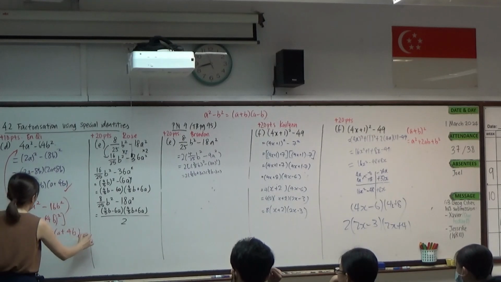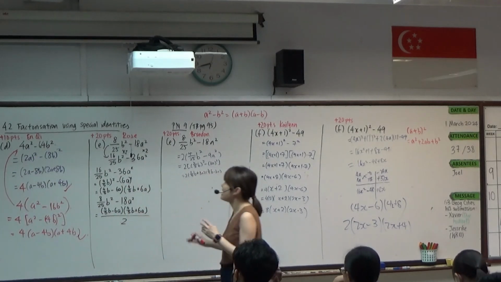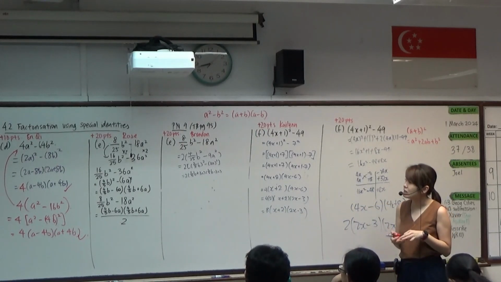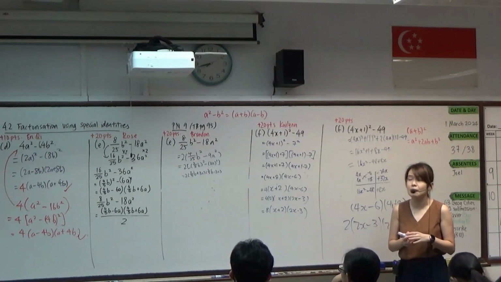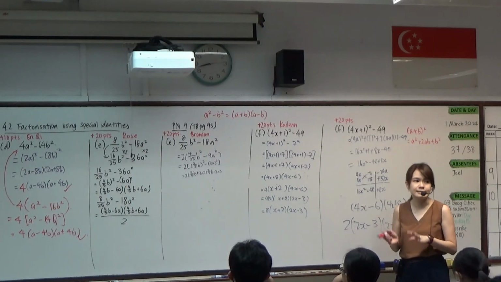Okay, so I will take it that the answer is correct. So 10 points. Alright? Now we take a look at part E. The answers from Rose and Brandon are very different. They approach it in a different manner. Maybe I start off with what Brandon has done.